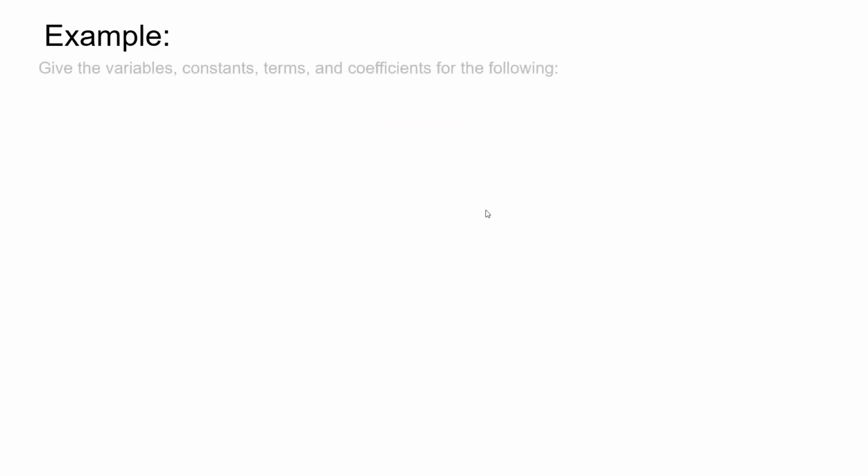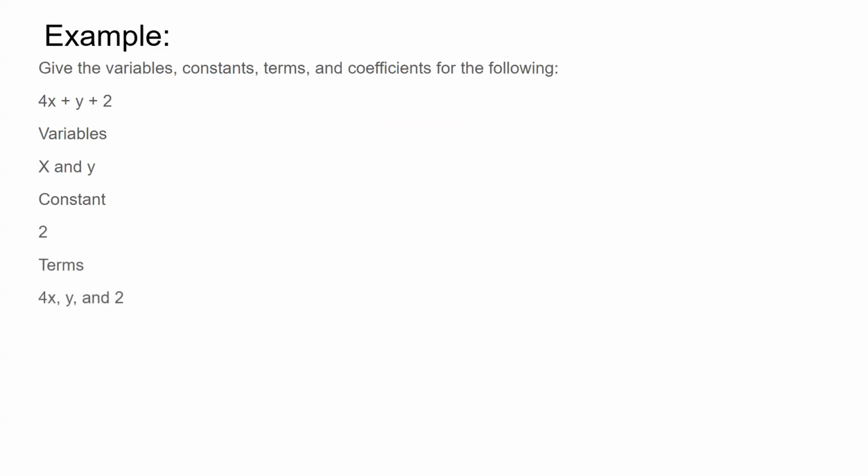So some examples. Give the variables, constants, terms, and coefficients for the following. 4x plus y plus 2. The variables are x and y. Constant is 2. Terms are 4x, y, and 2. Coefficients are 4 and 1. That's a trick one because there's actually a 1 beside that y.